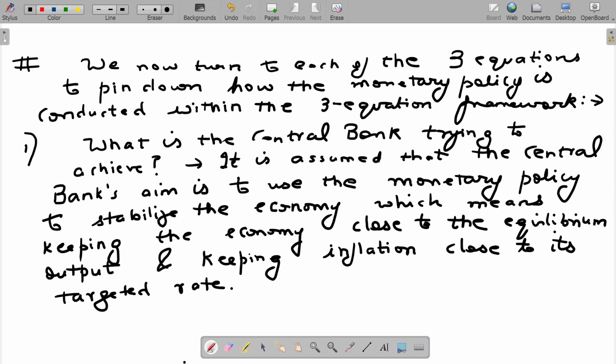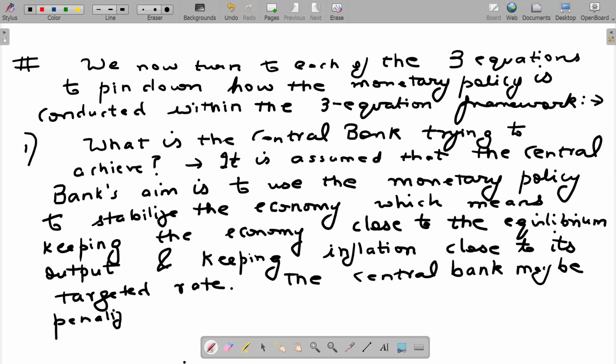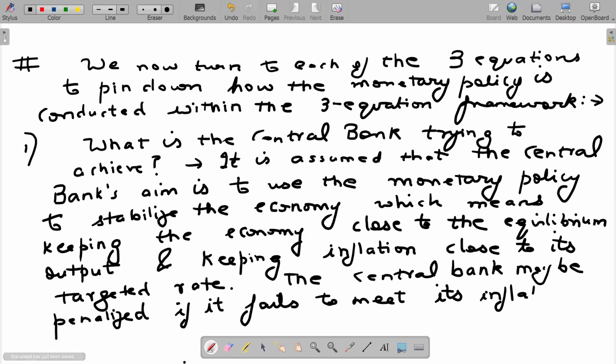Okay, so I can further write that the central bank may be penalized if it fails to meet its inflation target. For example, in the UK, target inflation is around 2%.